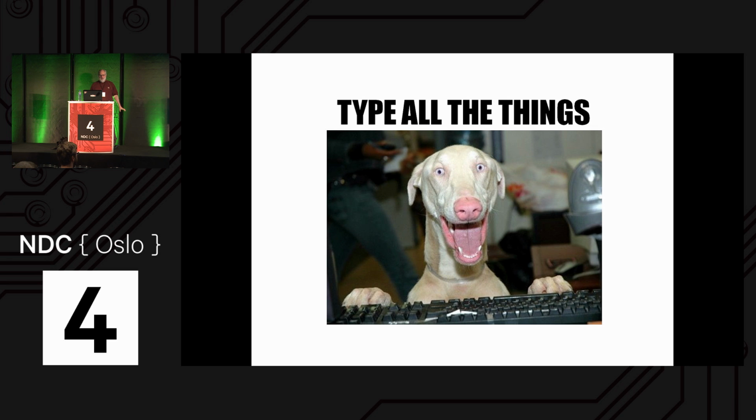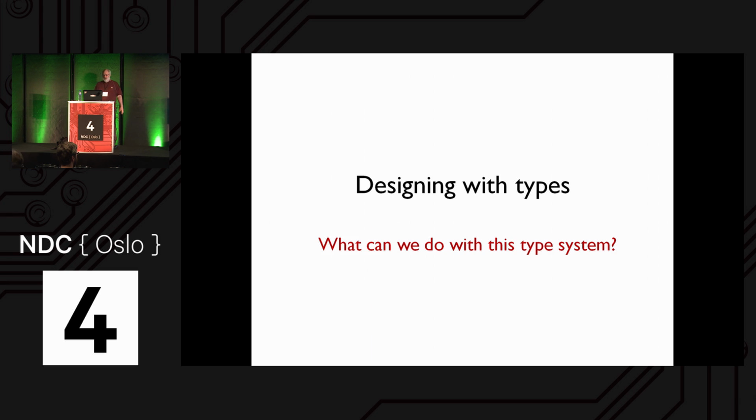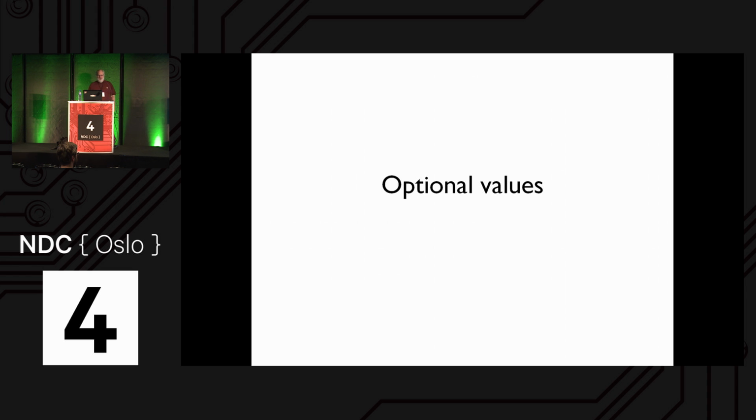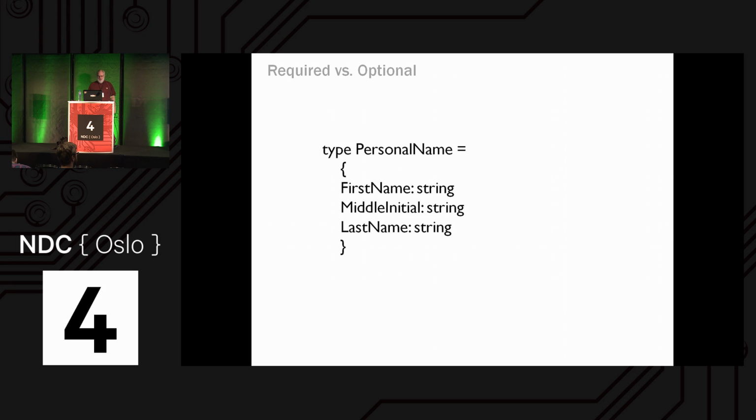So type all the things. It's all very good. All right, so there's the type system. Now let's take it out for a spin. Let's see what we can do with it. So the first thing is we talked about we want to have some sort of optional values, right? We want to say something's optional. We want to make it very clear that it's optional. So how can we do that? So here's our personal name, and the middle one is optional.